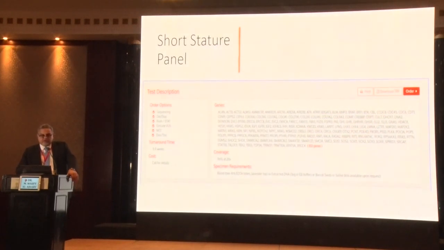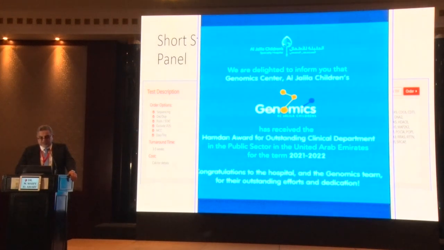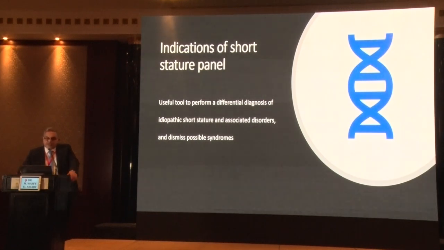Now, there is what we call the short stature panel. It is a genetic test, a form of whole exome sequencing, that tests 153 different genes, all known to cause problems, including Shox syndrome, for example. And we are lucky to have this test in our hospital. By the way, our genomics department just won the Hamdan Award for Outstanding Clinical Department for 2022 in the United Arab Emirates, and it provides us with invaluable information and results. So when do we do the short stature panel? It's a useful tool to perform a differential diagnosis of idiopathic short stature and associated disorders and to dismiss possible syndromes.